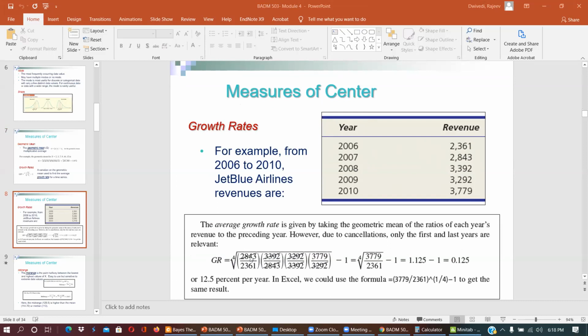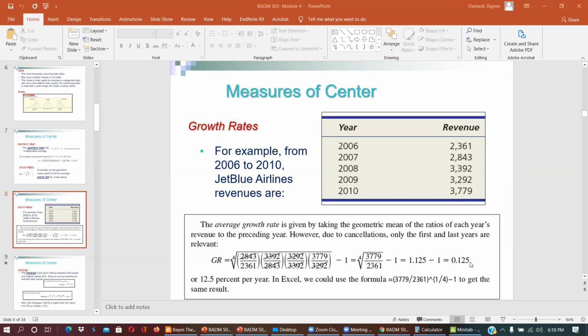So basically what you need to do is directly put the last value divided by the first value, and take the square root of 4, because there are going to be 4 periods, then minus 1. So what is the value? The fourth root of 3779, the last value, divided by the first, minus 1, which comes to 0.125, which is 12.5% per year.